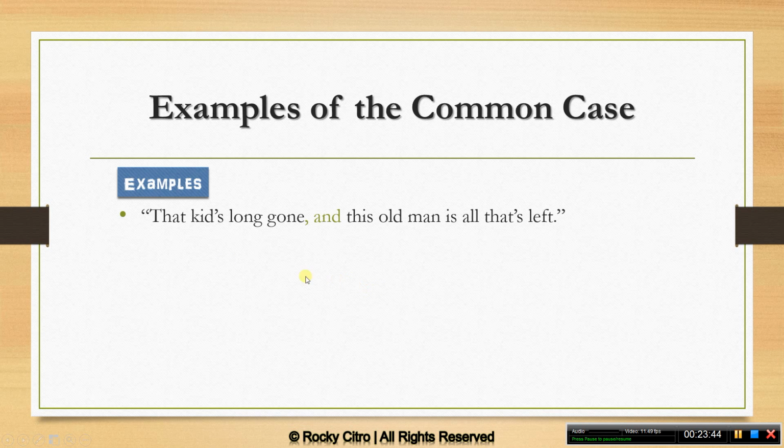Just a few more examples to illustrate the point. These are just some movie quotes. That kid's long gone, and this old man is all that's left. Here we have one that's a complete sentence, a second element that's a complete sentence, and one of our 7 little words, yep, so we need a comma.